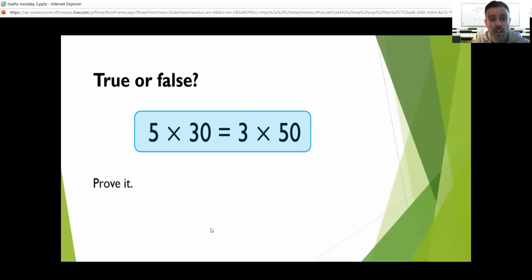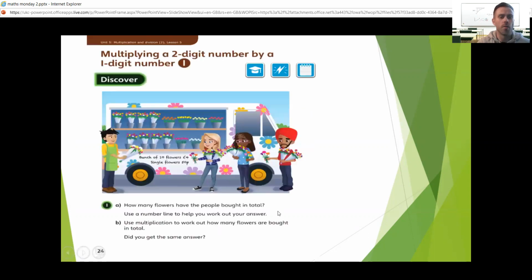So the answer to 5 times 30 is 150. And then on the other side, we've got 3 times 50. Let's work that out. 3 times 5 is 15, times 10 is 150 as well. So 150 on this side equals 150 on this side. That is quite obviously true. Okay, true. Moving on.